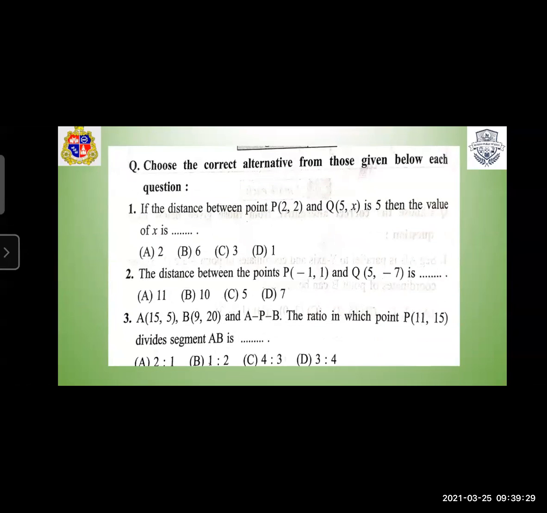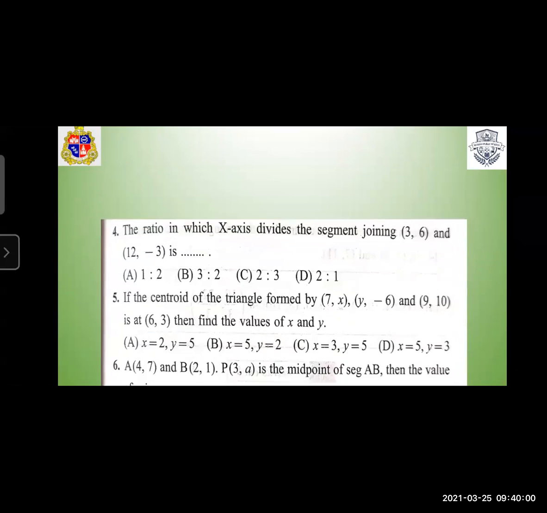In this way, apply the distance formula in the first question, then find the x value, P is given, Q is given, then apply the distance formula to find the distance. A, B is given and P is the collinear point. Then by using the section formula, you can easily find the ratio in which point P divides line segment AB. This chapter is based only on these formulas.